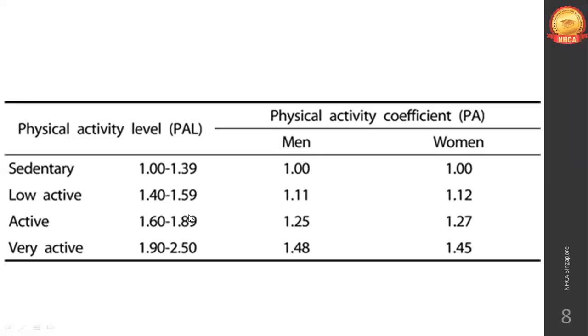So is it clear what kind of questions you have to ask and where do you categorize your client? Is it clear to all? Did you understand how you come to the physical activity conclusion from PAR? How PAR will lead you to physical activity level? Okay, so we'll move forward.